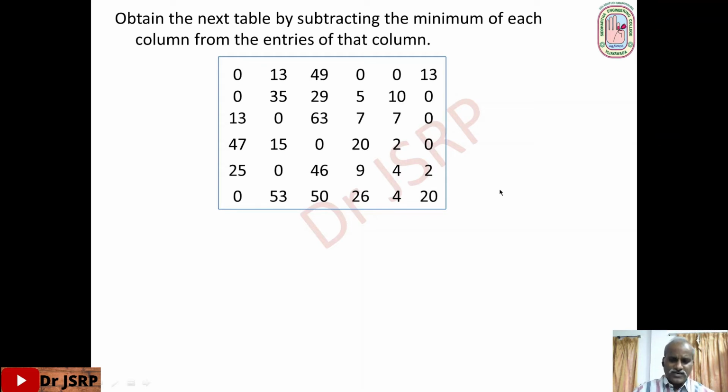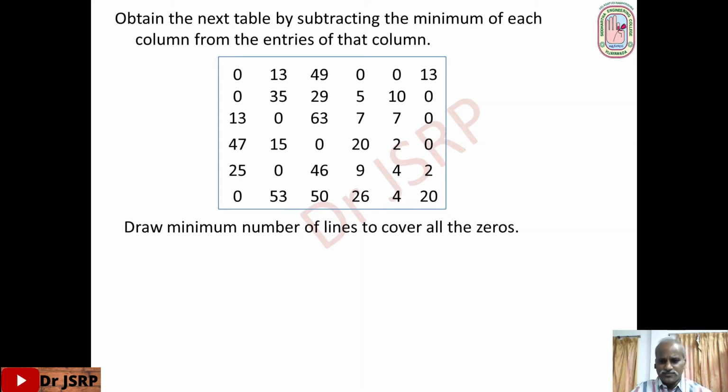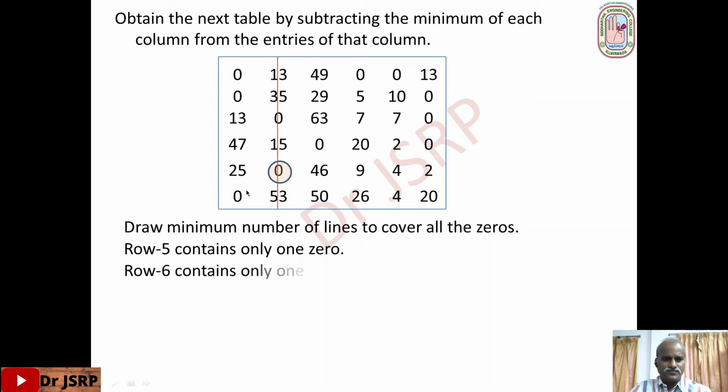Now we have to draw the minimum number of lines to cover these zeros, that means to identify the possible assignments. Start from first row. First row contains more than 1 zero, skip it. Second row contains 2 zeros, skip it. Third row 2 zeros, fourth row 2 zeros, fifth row contains only 1 zero. So circle that zero, fix the column, that is draw a vertical line. Next, sixth row contains 1 zero, circle it, fix column, that is draw a vertical line. Now clearly still there are zeros not covered by lines.